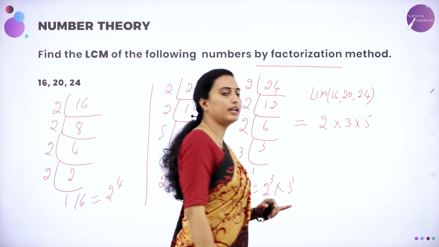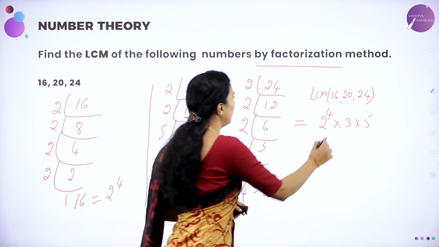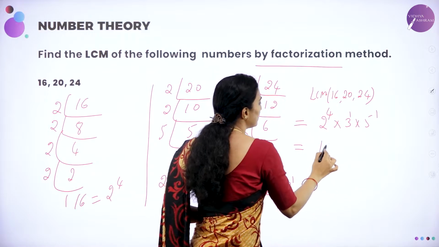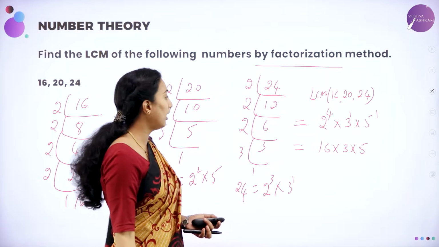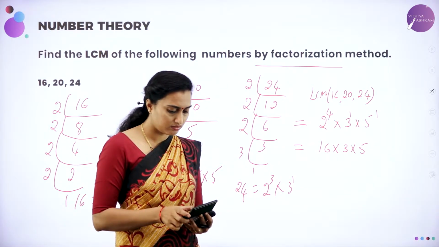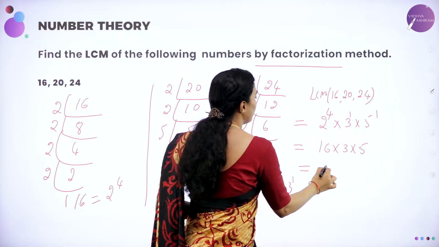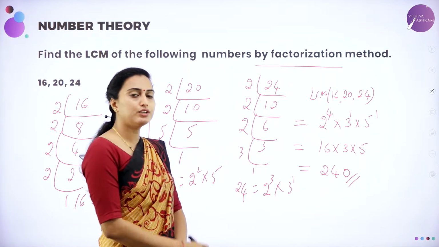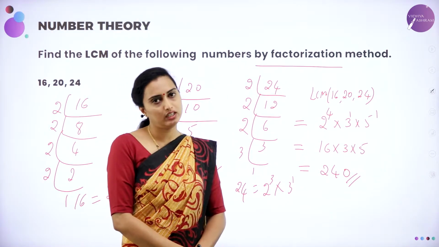Let me write down all these highest powers. Highest power of 2 is 2 power 4, into highest power of 3 is only 1, highest power of 5 is only 1. So, you are going to have it as 2 power 4 is 16 into 3 into 5. Right? So, you are going to have the answer. So, the answer, therefore, 16 into 3 into 5 will be equal to 240. So, therefore, from the prime factors of 16, 20 and 24, the LCM is 240.